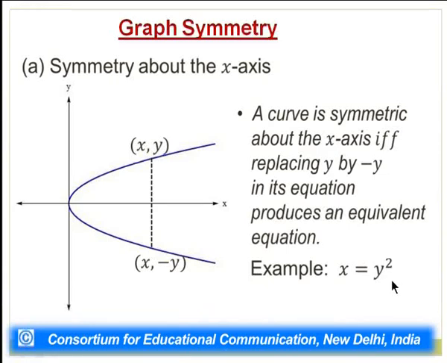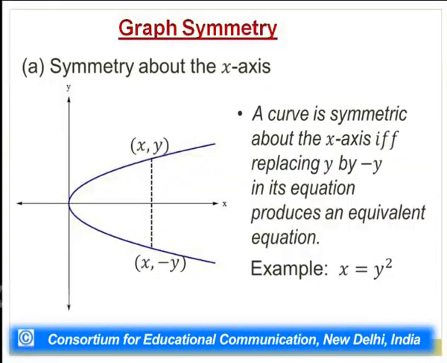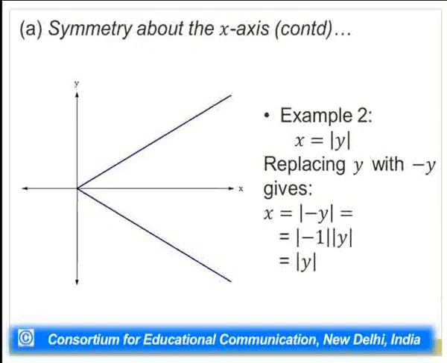And this is then the basis for defining symmetry about the x-axis, where we say that a curve is symmetric about the x-axis if and only if replacing y by minus y in its equation produces an equivalent equation. So the equation will remain unchanged if I replace y by minus y. Let's look at another example of symmetry about the x-axis.